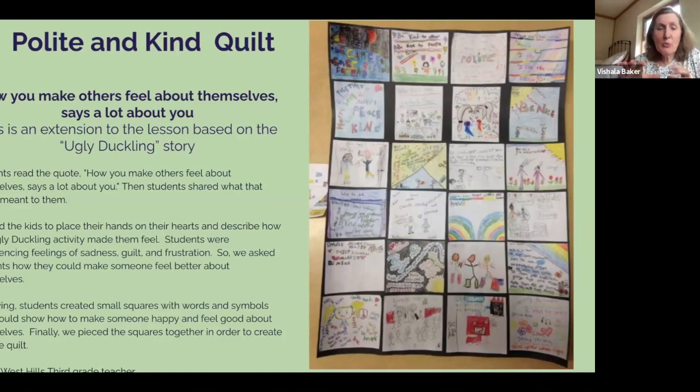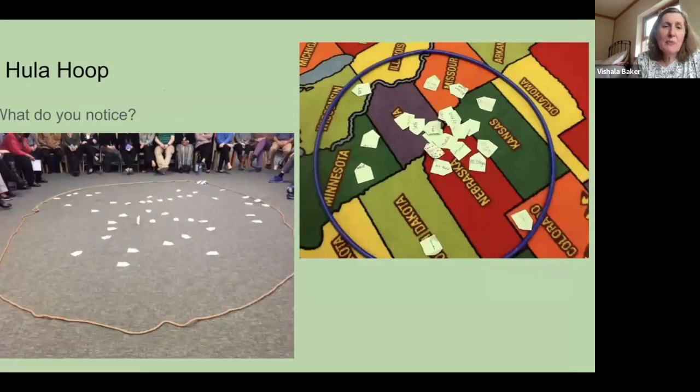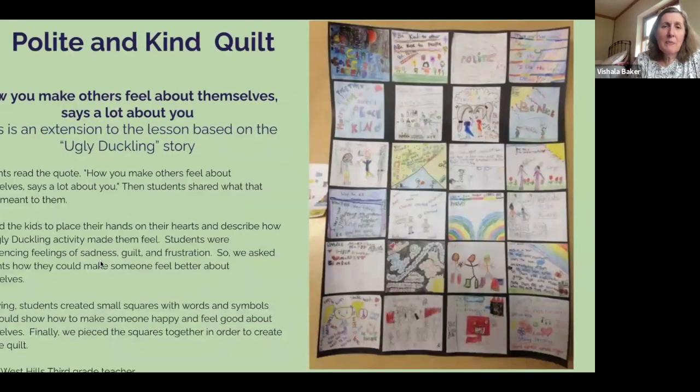And then they had these small squares with words of encouragement, and you can see it's quite an intricate quilt. This is again a paper quilt. They feel happy and good about themselves. And they created this polite and kind quilt together. So this is a way of getting at an issue by not pointing at this child or that child, but having the class as a community address it through a story.